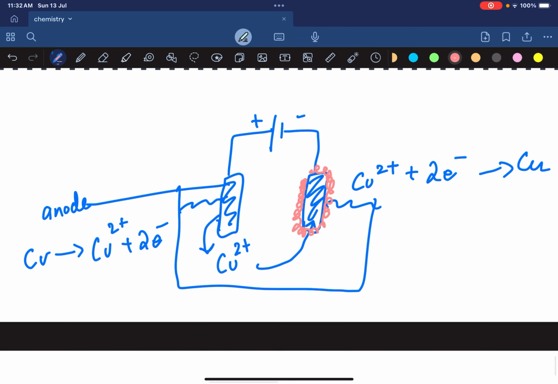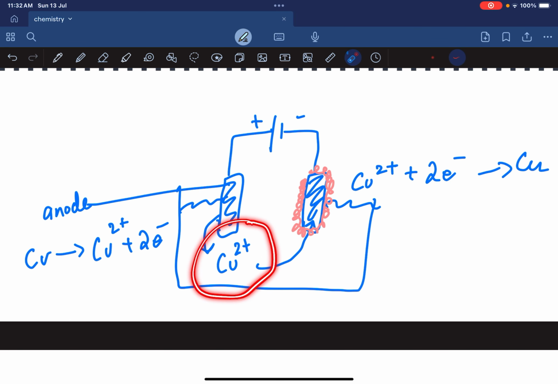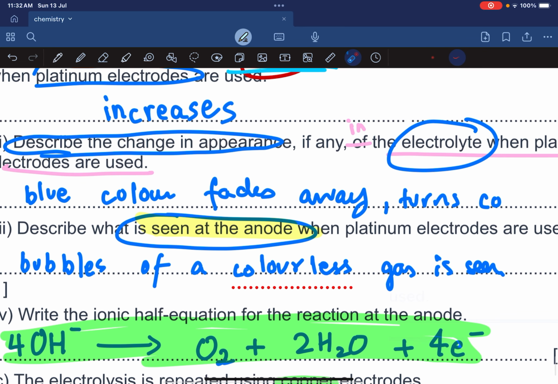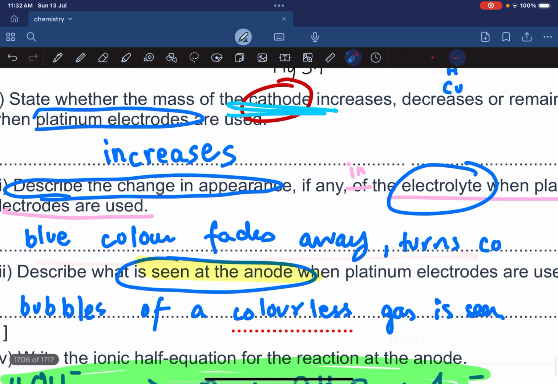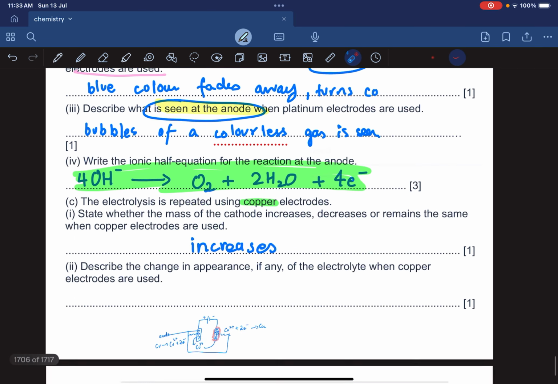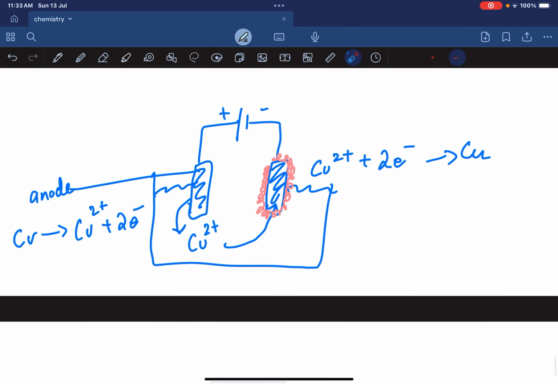What's happening is, earlier copper was coming out of the solution, so the color faded away. Over here, do you remember, the blue color fades away or turns colorless. Why? Because copper was coming out of the solution and no copper was coming in, it was only going out. But over here, the amount of copper that comes out of the solution, the same amount goes back into the solution from this anode that is being dissolved.